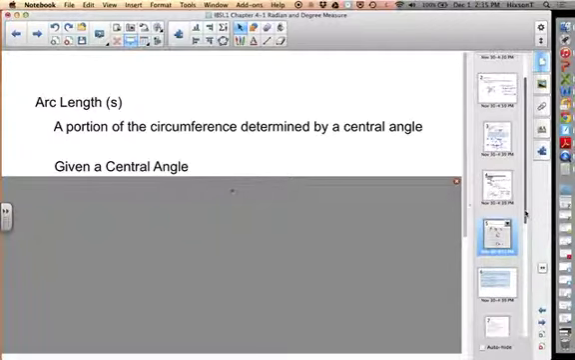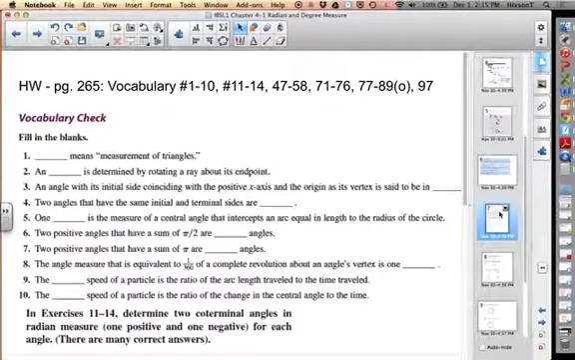Now, we don't have time to get into it too much here, but in the homework there are some problems related to arc length. Obviously, you could skip those for right now. If you want to work ahead a little bit and try those, you can. Okay?